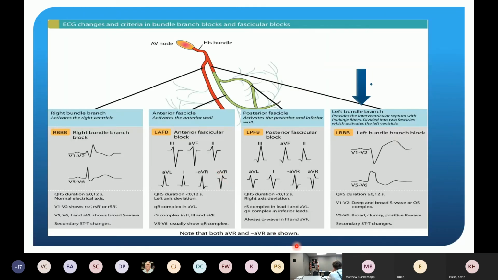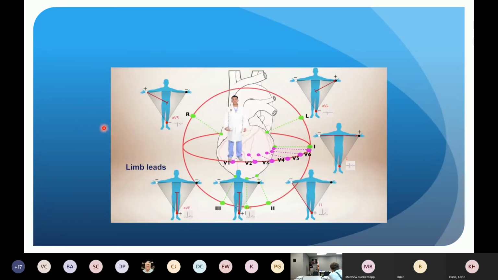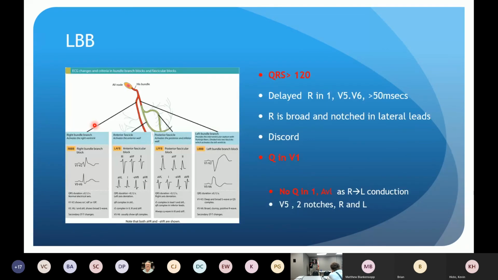Just some diagnostic criteria. Right bundle branch blocks, you're going to have a big R wave in V1 going up, a positive R wave. With left bundles, you're going to have a downward deflection, big Q wave as well. We won't talk much about vectors. That makes people drool. For left bundles, that's probably the most important one to recognize. The QRS for either bundle has to be greater than 120.